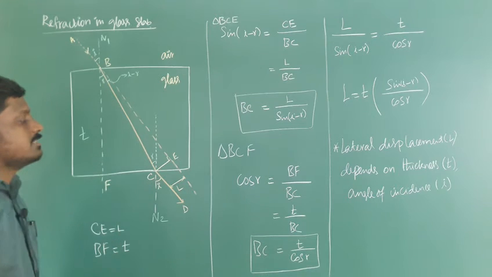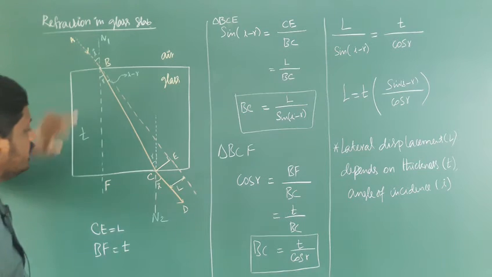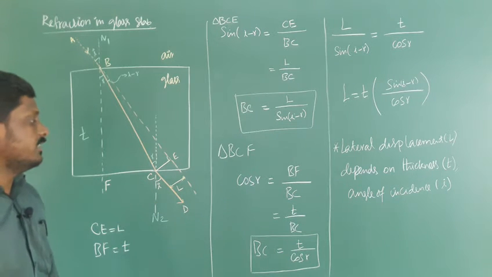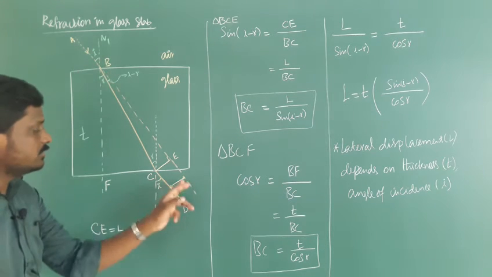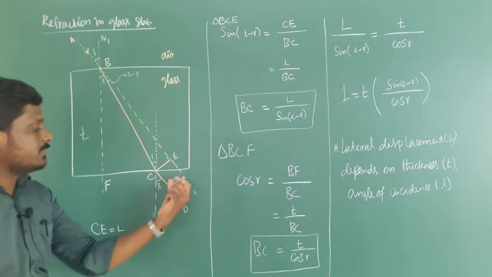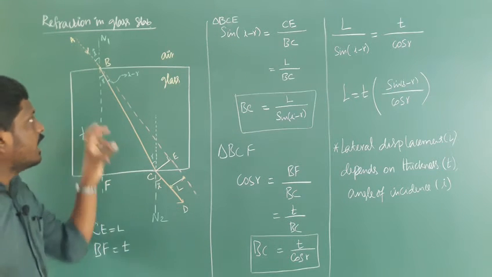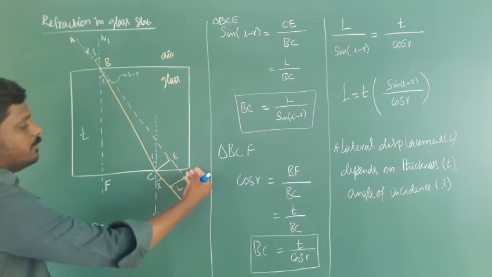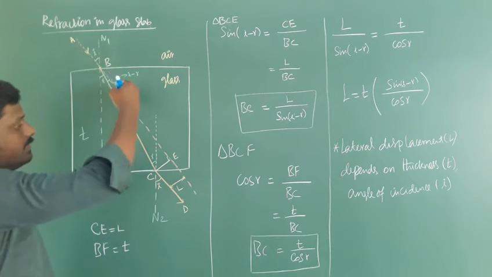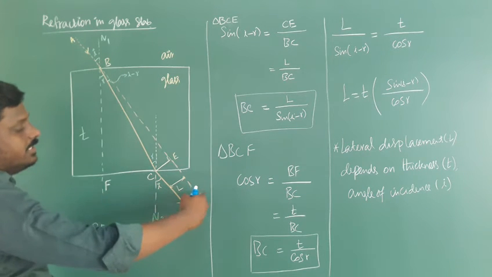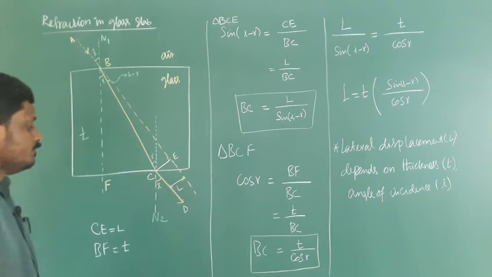There is a lateral displacement. The direction of the incident ray and the refracted ray are the same, but the path is different. So there is a lateral displacement from the original. The undeviated ray, that is AB, is displaced laterally, and that is lateral displacement.